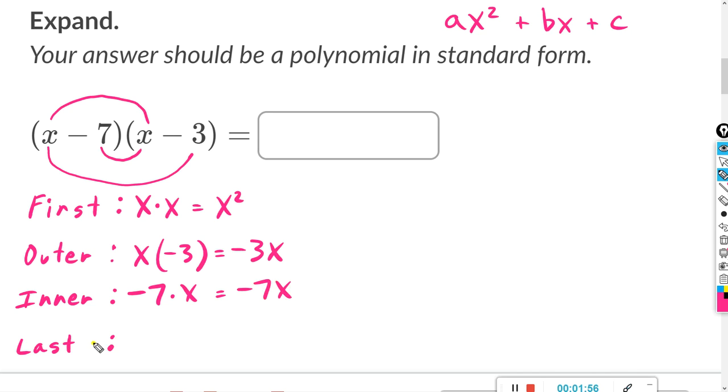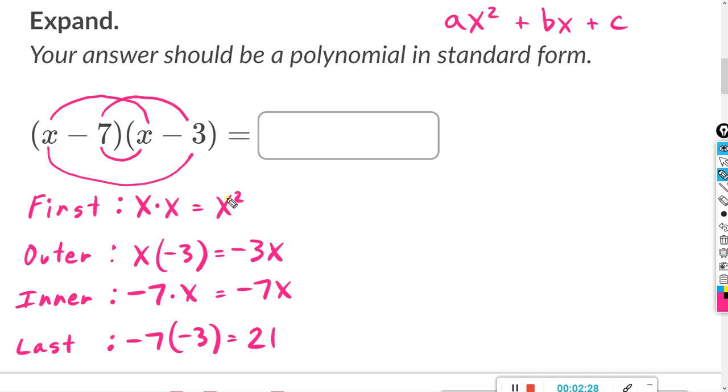And for the last term, we're looking at the terms that are last in each group of parentheses. So that's going to be negative 7 times negative 3. And remember, negative times negative is positive. So negative 7 times negative 3 is positive 21.